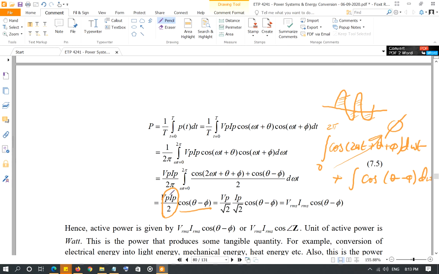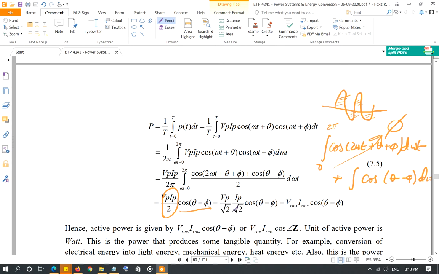Okay, so Vp Ip over 2 I'm writing as Vp over square root of 2, and Ip over square root of 2, which is the same thing, cosine theta minus phi. Now why am I writing it like this? Because we know that for a sinusoidal signal, the RMS value is the peak value over square root of 2. Now this is for sinusoidal signal, remember.